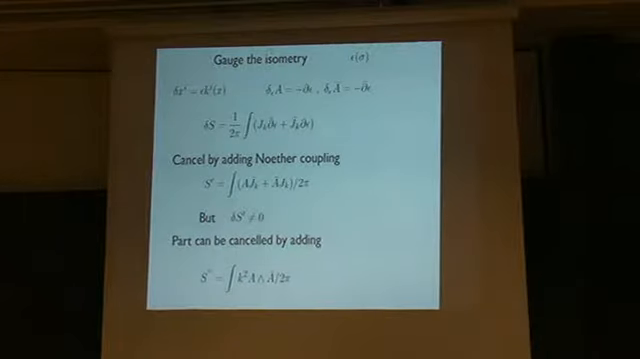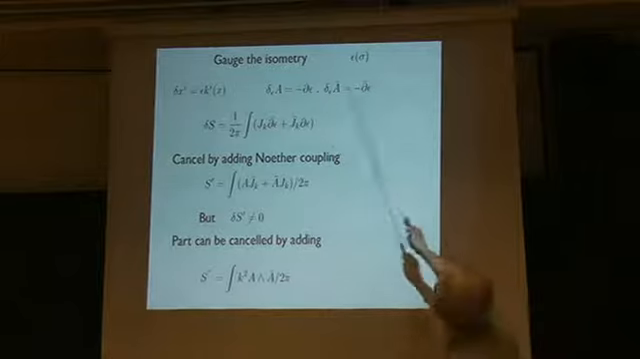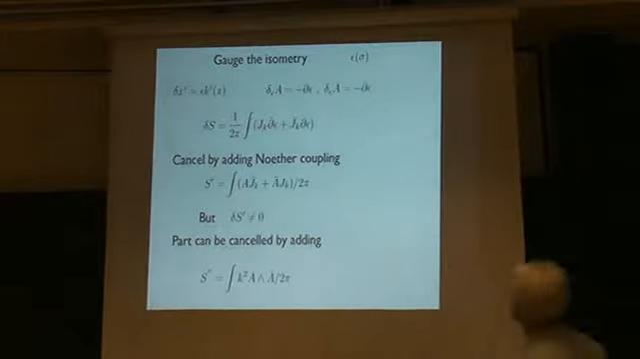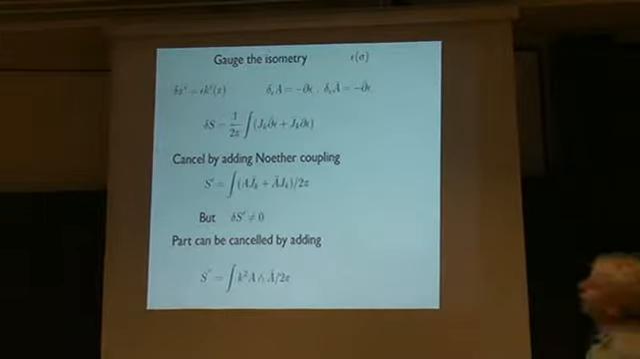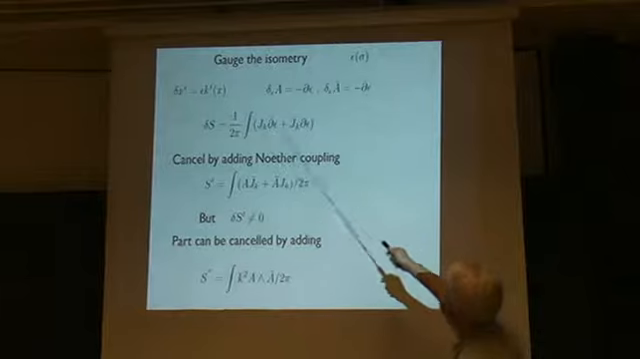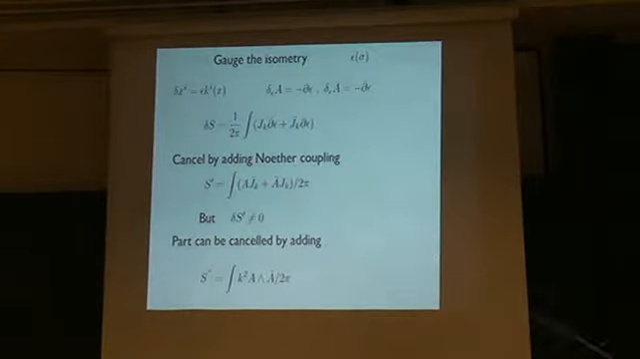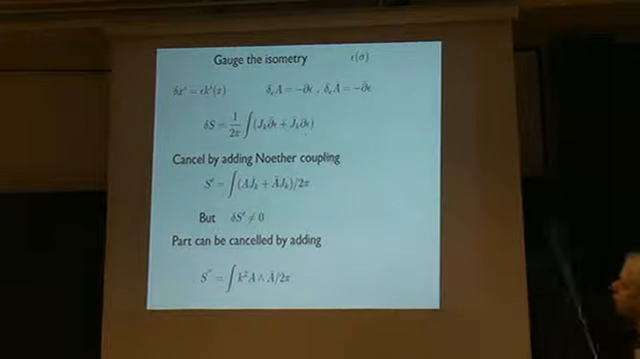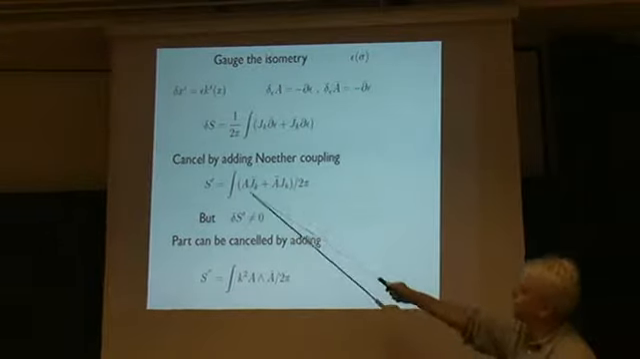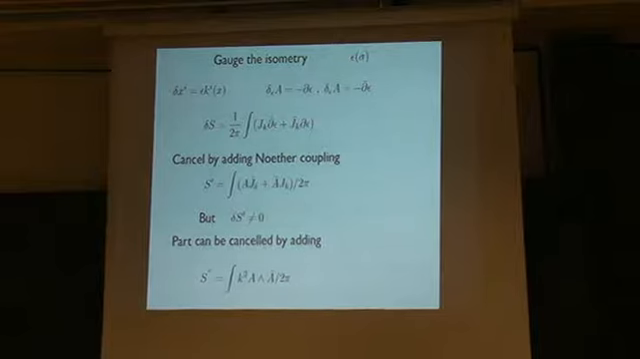And we can now attempt to gauge this isometry by promoting the parameter epsilon to being a function of sigma. So we introduce a gauge field which transforms by the derivatives of epsilon. Then the variation of the classical action involves the Noether currents times the derivatives of the parameter, as you'd expect. And we could cancel that by adding the Noether coupling of the currents to the gauge fields.